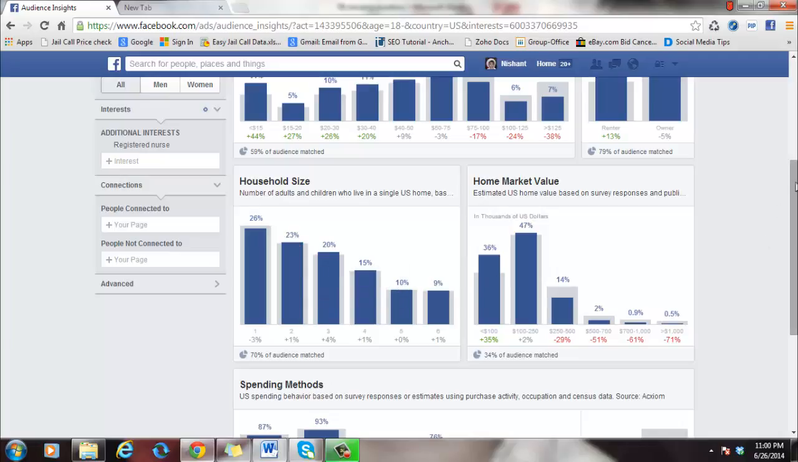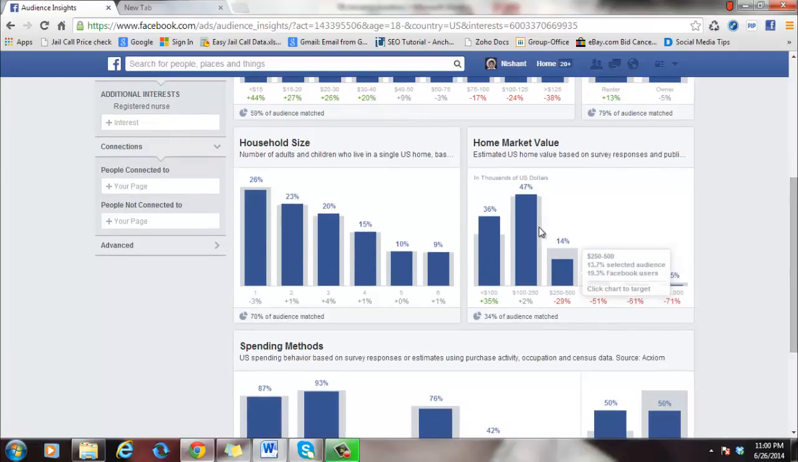Now you also have 47% of the people whose house values are between $100,000 and $250,000, and that should tell you that okay, these people have decent homes. That means that they have decent incomes. Just something to go by.